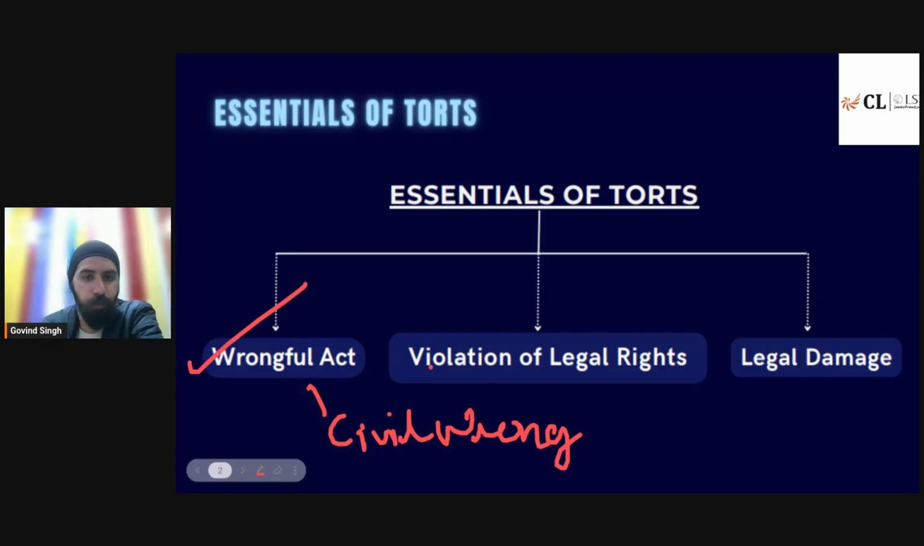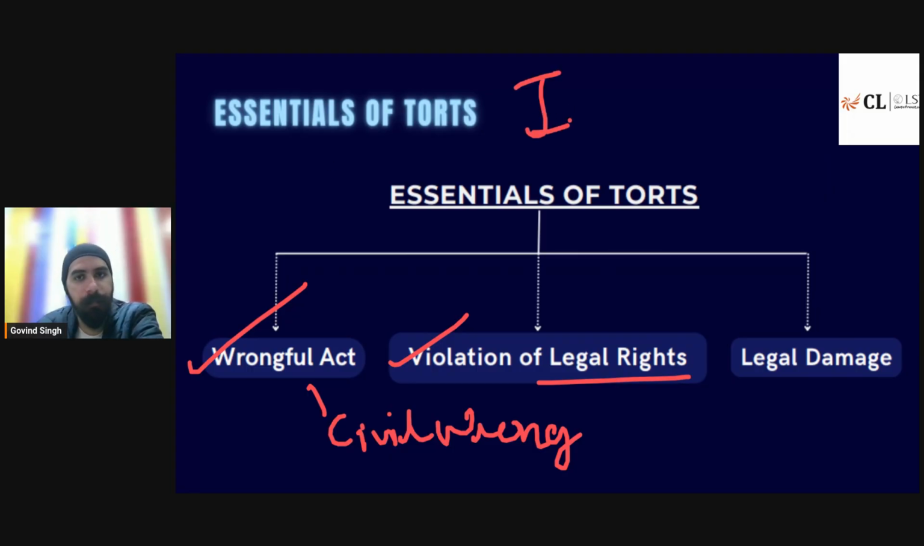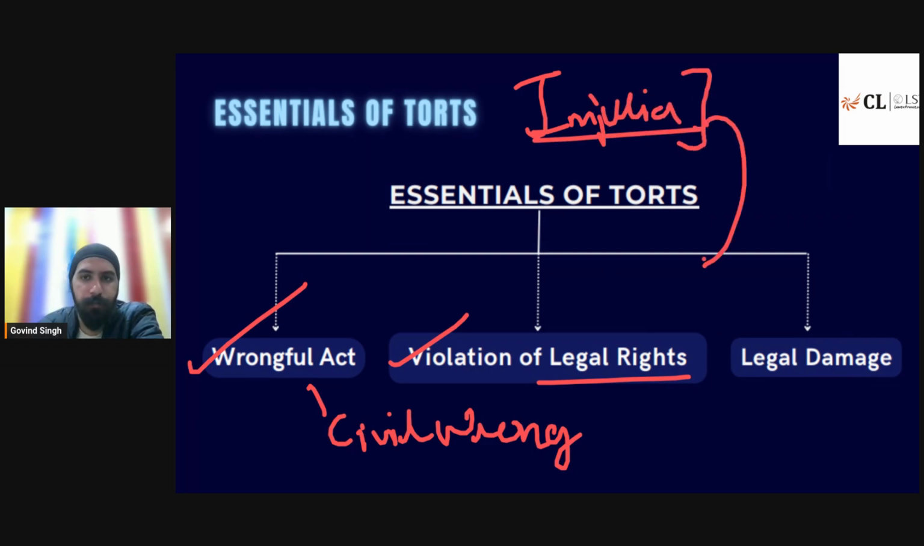Then the second thing is violation of legal rights. There has to be a violation of legal rights in order for it to be called a tort. Remember, we studied two different maxims in the previous class, legal maxims or legal phrases, injuria sine damno and damnum sine injuria. So the injuria there was referring to the injury of legal rights, right? Not an actual injury, but an injury to your legal rights.